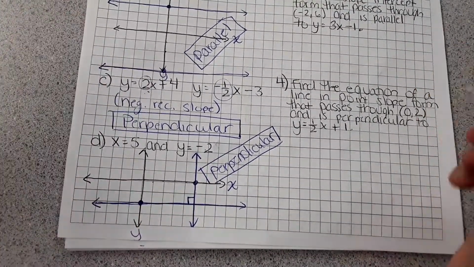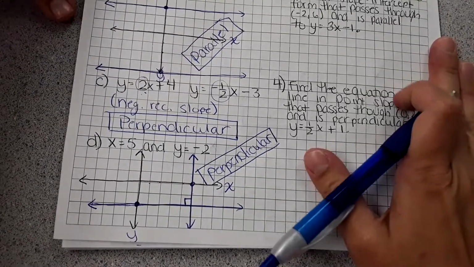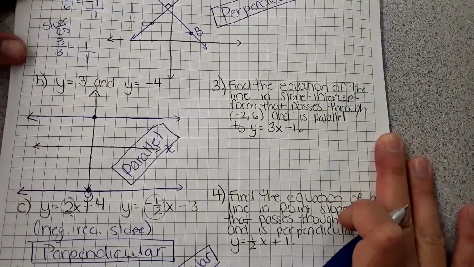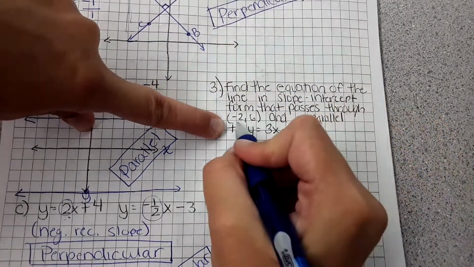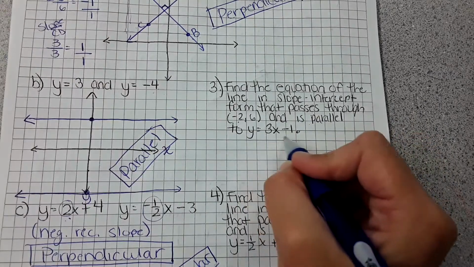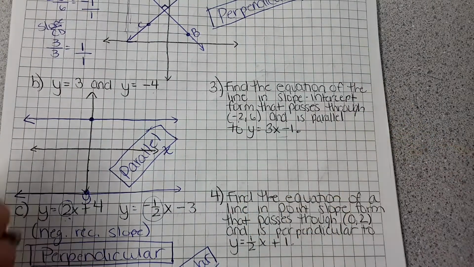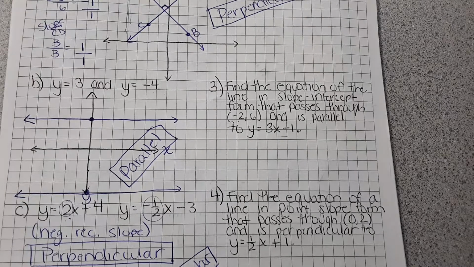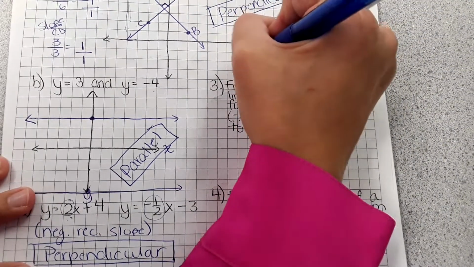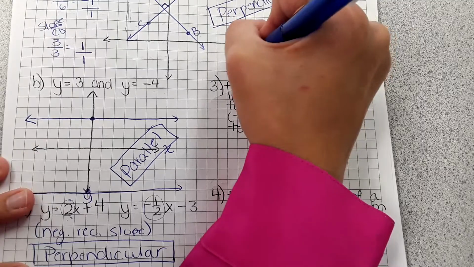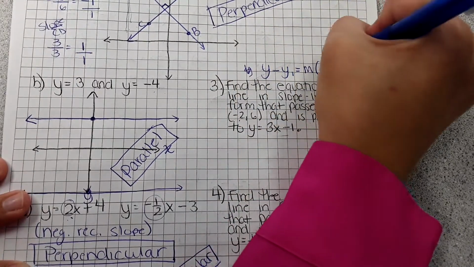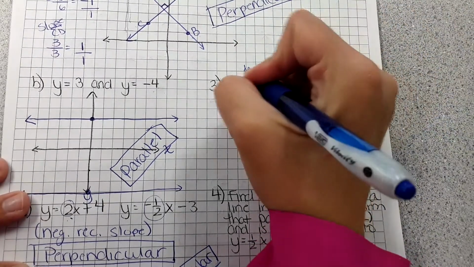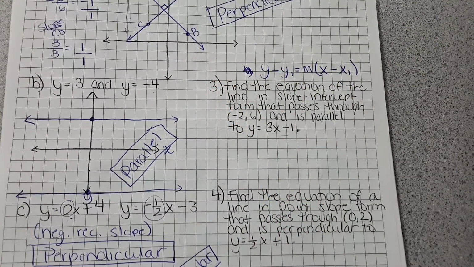Okay, 3 and 4 are the last type of problem that you could see on this. 3 says, find the equation of a line in slope-intercept form that passes through negative 2, 6 and is parallel to this equation. The way to do these is to use point-slope form, which is y minus y1 equals m times x minus x1. This you do have to memorize. It is not on the reference sheet. You have to have it memorized.